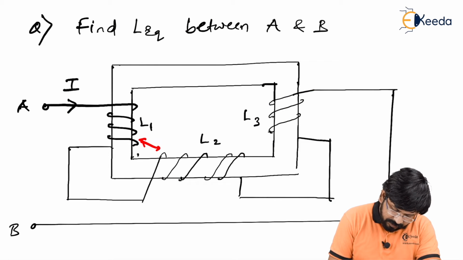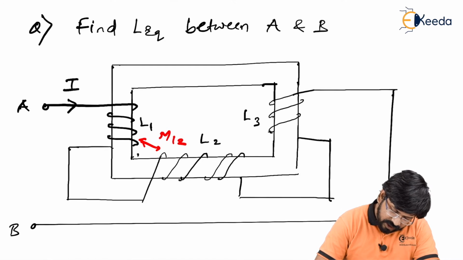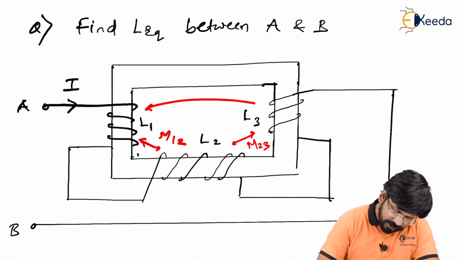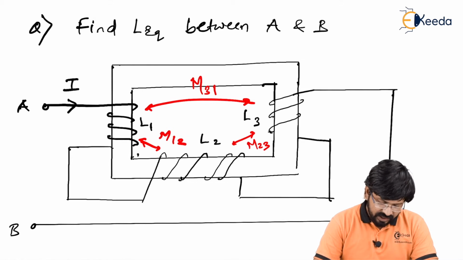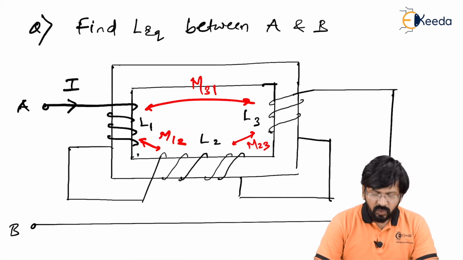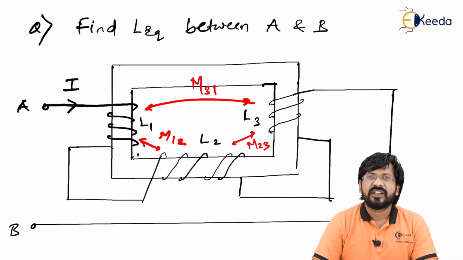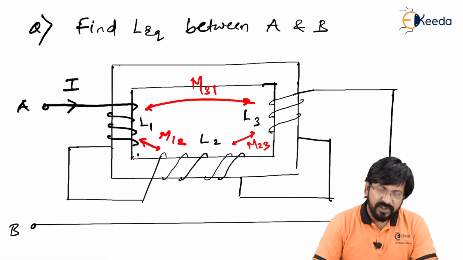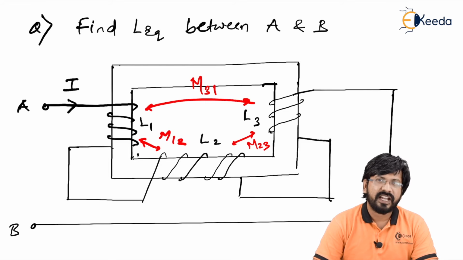Connection between 1 and 2 can be taken as M12. Connection between 2 and 3 can be taken as M23, and connection between 1 and 3 will be taken as M31 or M13. Is that right? Since L1, L2, L3, M12, M23, M31 values are not given, we will calculate L equivalent in terms of L1, L2, L3, M12, M23 and M31.